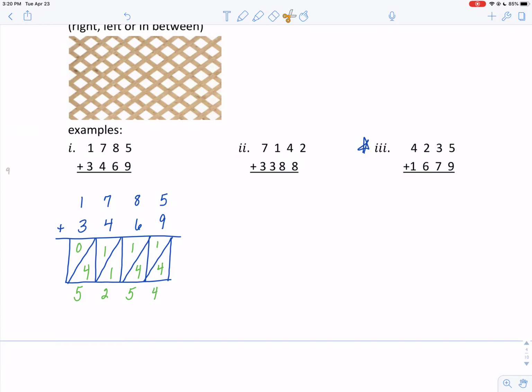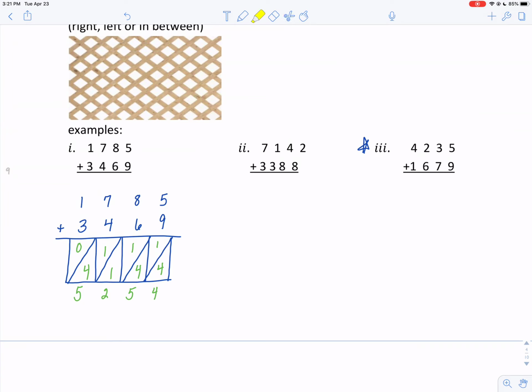You can start wherever you want, but I'm going to start with the 5 and the 9 and add it together, and I just write down 14. Then I could do 8 and 6 and write down 14 as well. 7 and 4 would give me 11. And then 1 and 3 would give me 4. Notice I put a 0 as a placeholder.